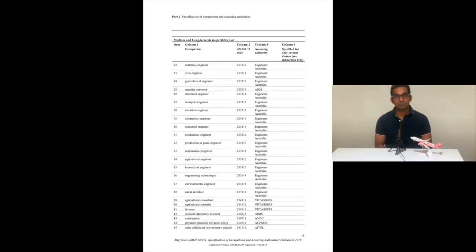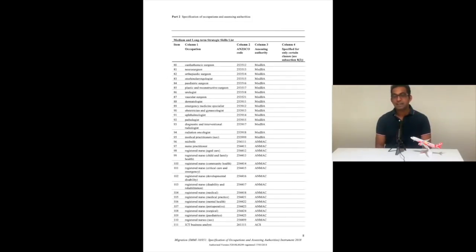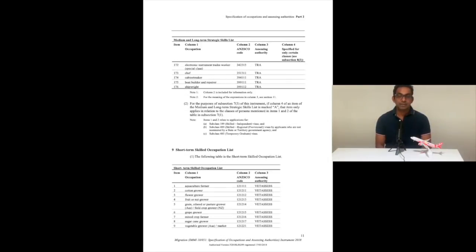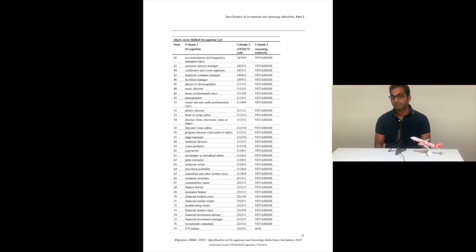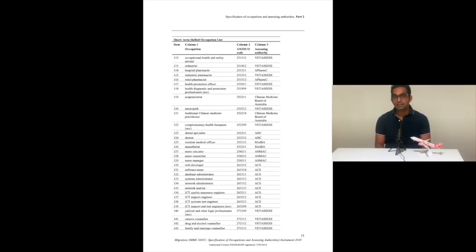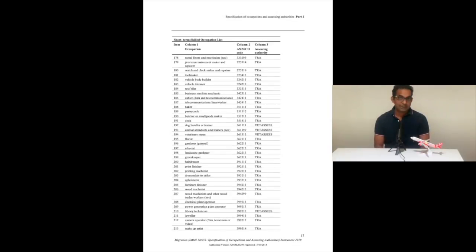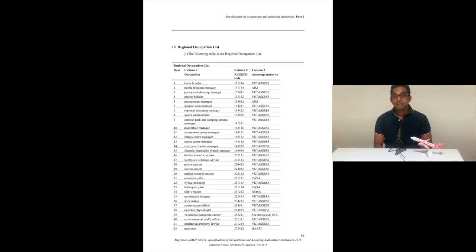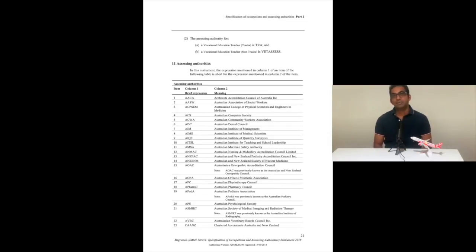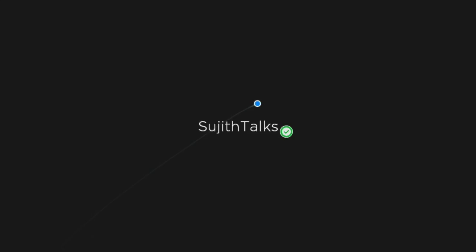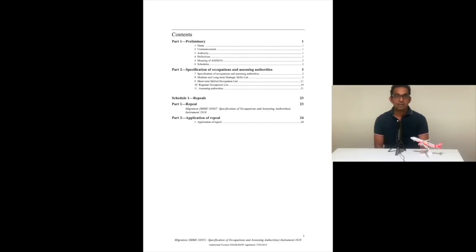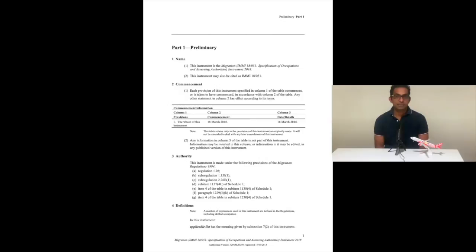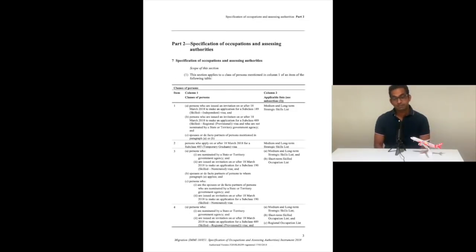For example, for software engineer it is ACS, for civil engineer it is Engineers Australia, for agricultural consultant it is VETASSESS, for registered nurse, there are different types of registered nurse, talking about critical care and emergency, then it is ANMAC. So there are several different occupations and several different skills assessment bodies.